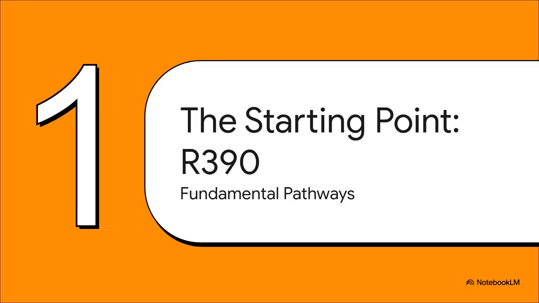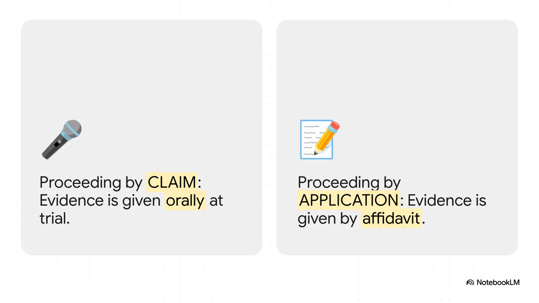Okay, first things first. Everything, and I mean everything, starts with the foundation, UCPR Rule 390. This one rule, Rule 390, sets out the two main ways you give evidence, and the path you take all depends on how the case got started in the first place. This is a simple distinction, but it is absolutely crucial. You have to get this.